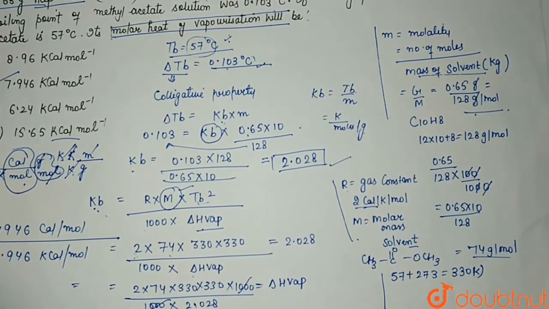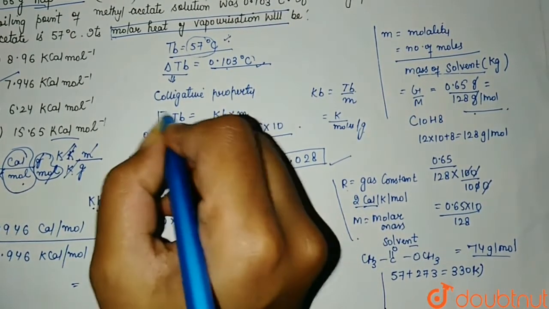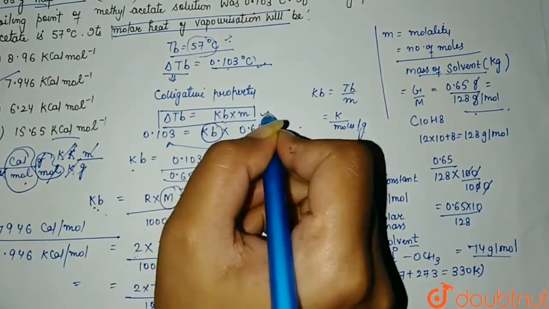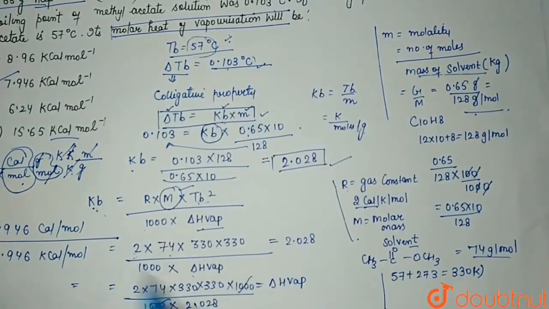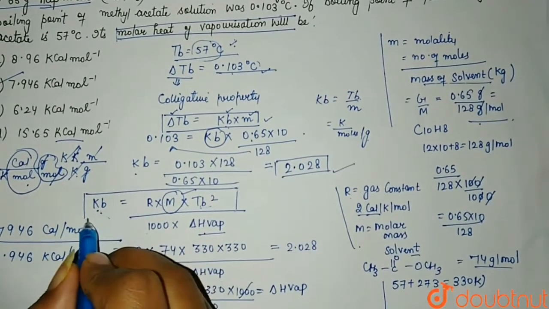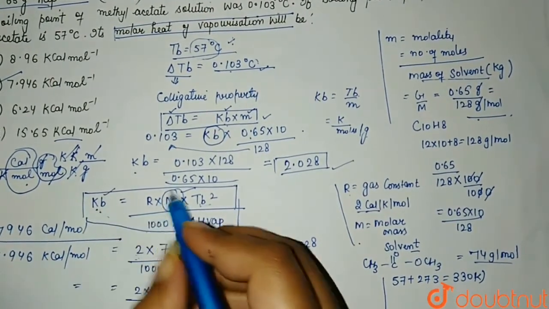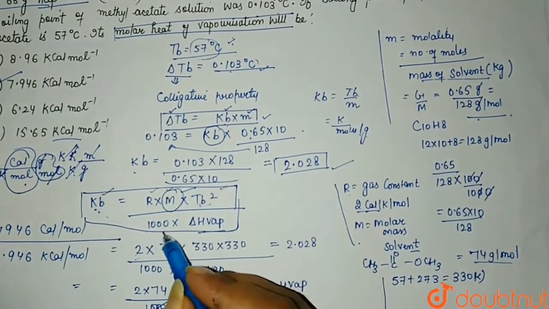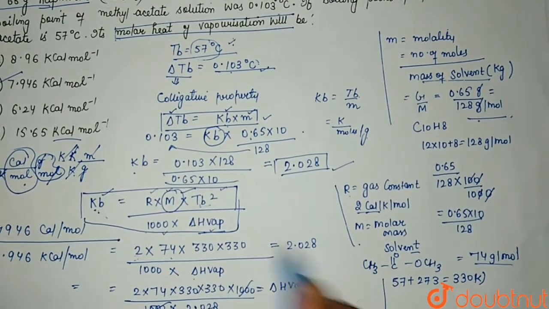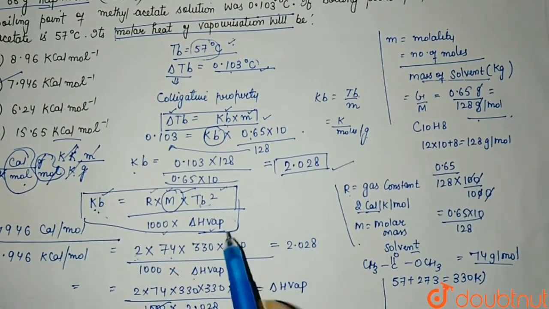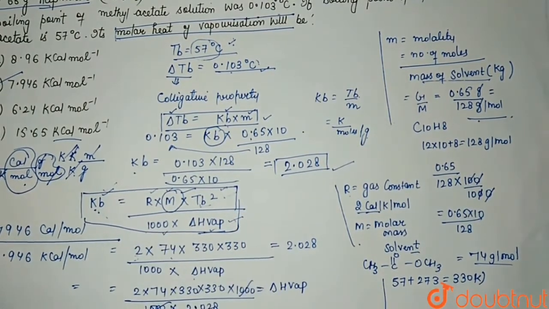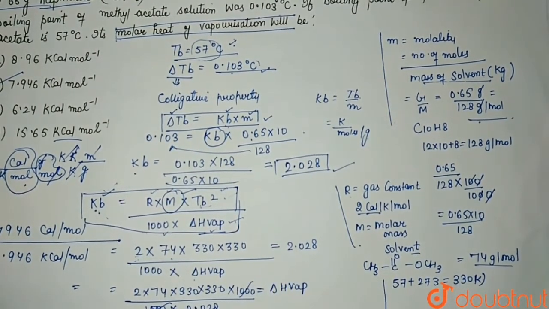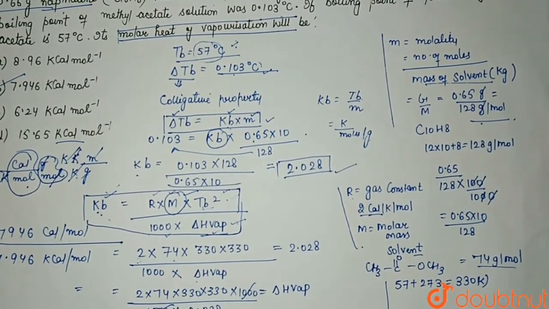So we did nothing, only two formulas you have to remember. First is this formula, the colligative property: this is the constant, this is the molality, this is the elevation in boiling point. And the second formula is this, KB equal to R into M into TB square upon 1000 into delta H vaporization. So we can find anything from here, delta H vaporization, TB square or KB, whatever information we need. So the B option will be the right answer for the given question.